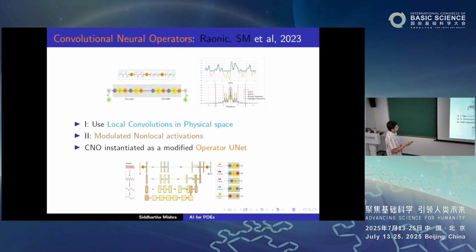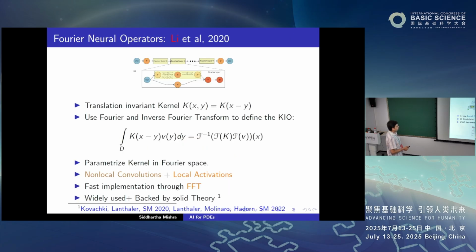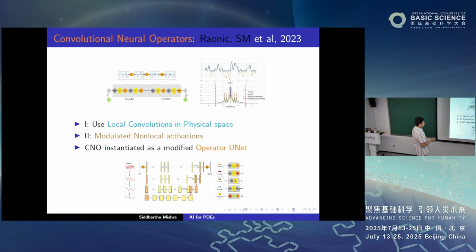This is from us, a couple of years ago: to do the same thing, but now in physical space. No more Fourier representation for the convolution. The convolution is still local in physical space. Convolution kernels are compactly supported, so this is an efficient operation. But the interesting point is that we do the nonlinearity non-locally with some Fourier representation. So this is somehow inverting.